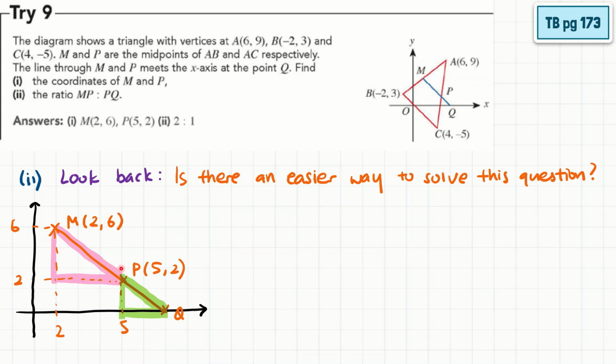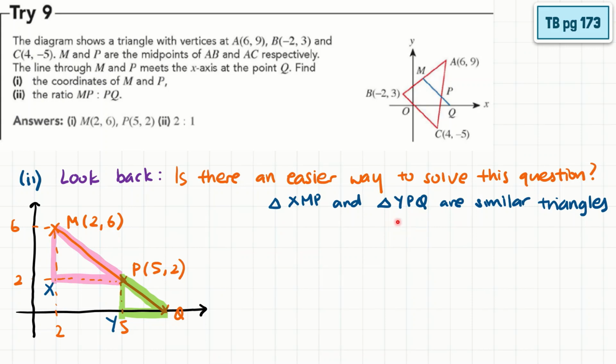Having recognized these similar triangles already, how can we make use of it to solve this question? For convenience, I'm going to label this point here as X, and this point here as Y. So like I mentioned, XMP and YPQ are similar triangles. By the way, please have the diagram with the clear indication of X and Y. This is a claim that I'm making: XMP and YPQ are similar triangles.